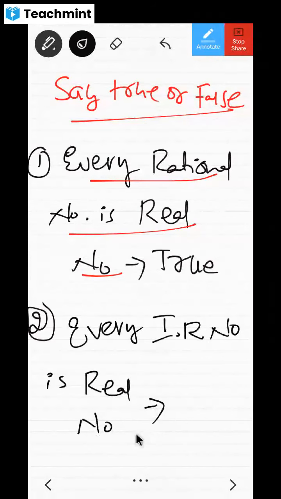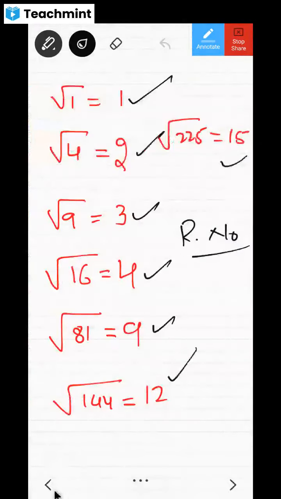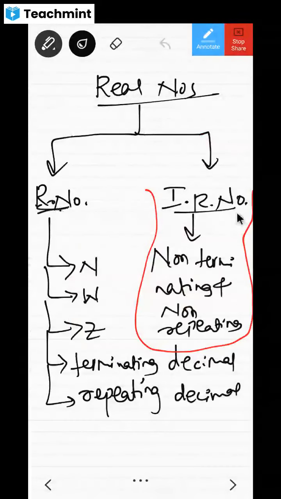True, sir. True, correct. Because every irrational number is a real number. Because real number itself has two types. What are the two types of real numbers? The two types of real numbers are rational numbers and irrational numbers.